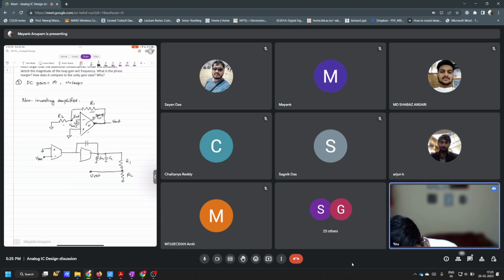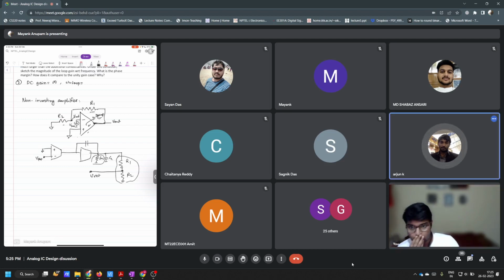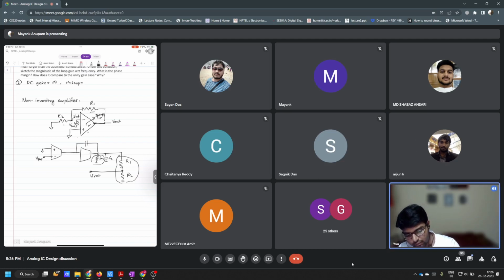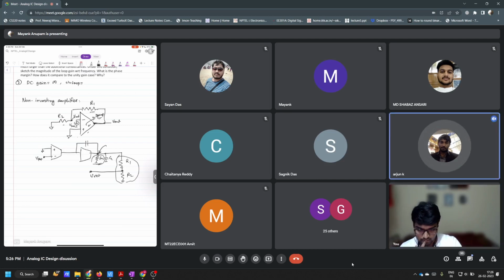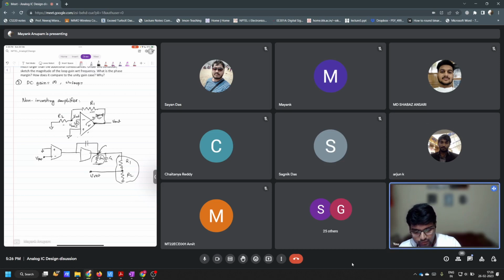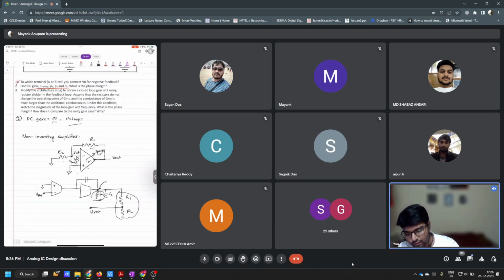So you see that in parallel to Go2 we also have R1 plus R2, isn't it? So here we have to consider R1 plus R2 parallel Go2. This will be the effective parasitic resistance at this point. So when we are going to calculate in this non-inverting situation, we have to break the loop just like when we are finding loop gain. I mean DC gain, omega U loop, everything is for loop gain, right? So you have to break the loop and find the loop gain.